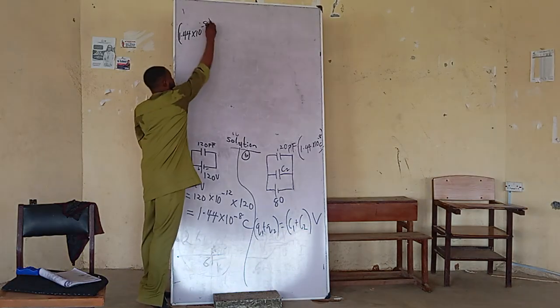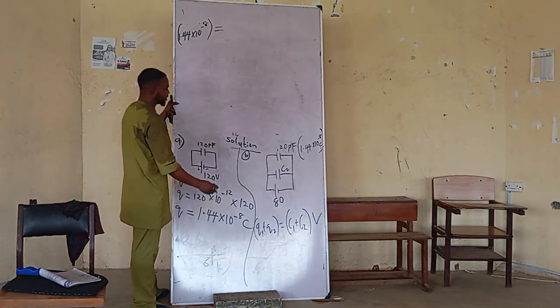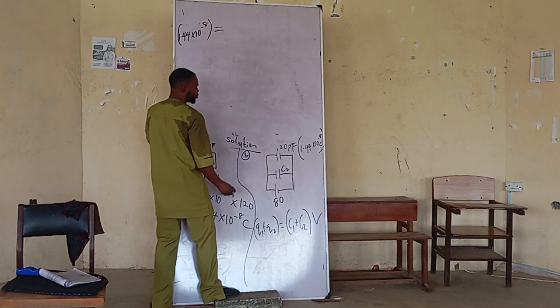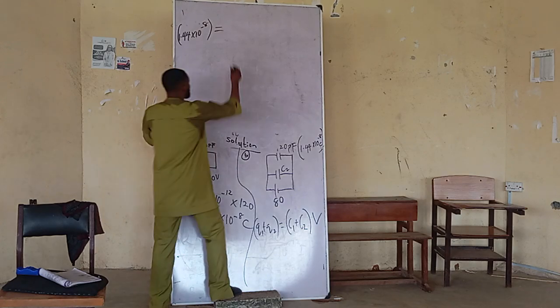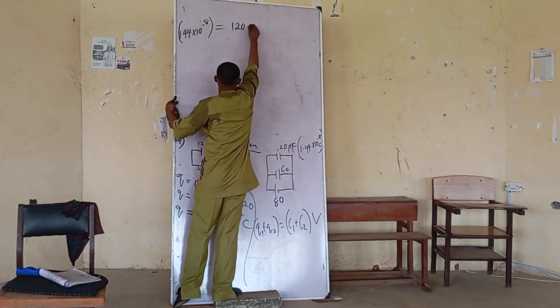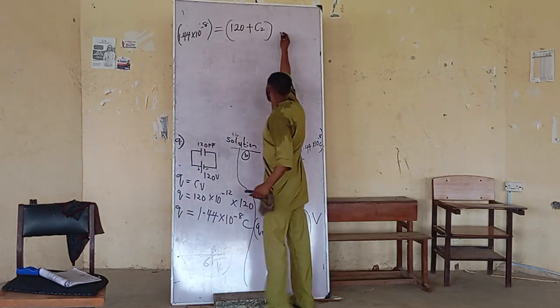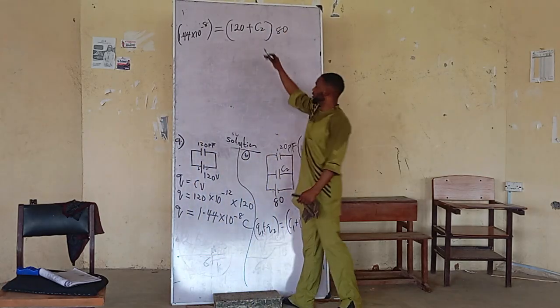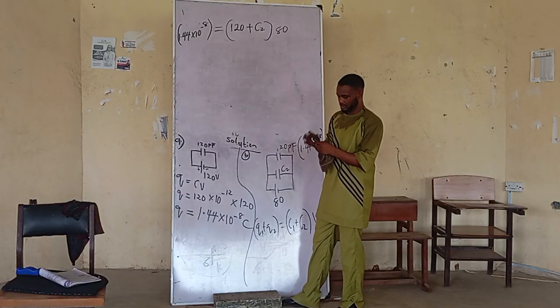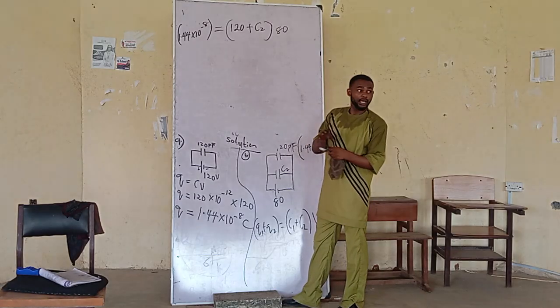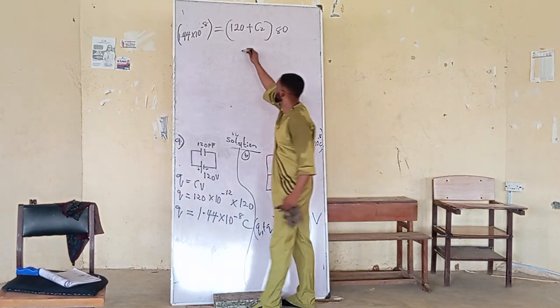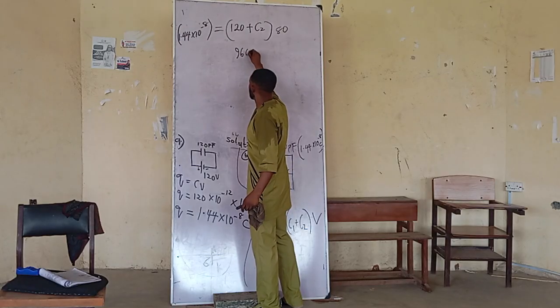So I have this equal to my C1 plus C2. I don't know C2, but I know C1. So I have 120 plus C2. The voltage is 80 volts. 80 times 120 is 9,600.